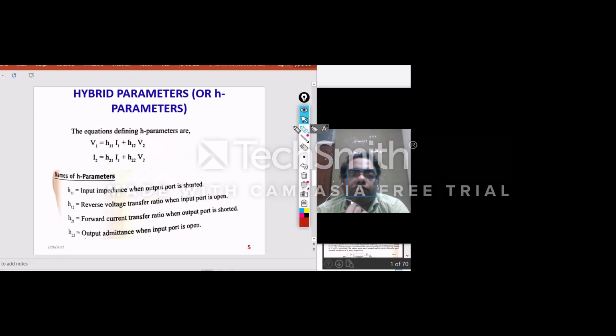Similarly, we have to give excitation at port 2 and open circuit the input port. This input terminal is open circuited, so I1 is 0, and then we can find H12 and H22. H12 is V1 by V2 and H22 is I2 by V2. Like this we can find them.